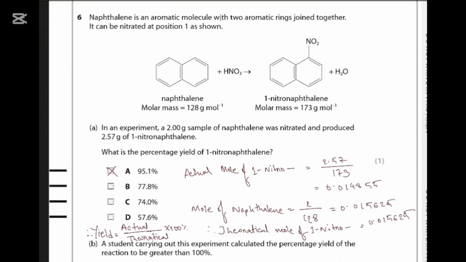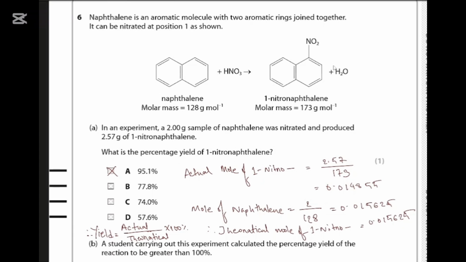Naphthalene is an aromatic molecule with two aromatic rings joined together. It can be nitrated at position 1 as shown. In this experiment, a 2 gram sample of naphthalene was nitrated and produced 2.57 gram of this. What is the percentage yield of 1-nitronaphthalene?